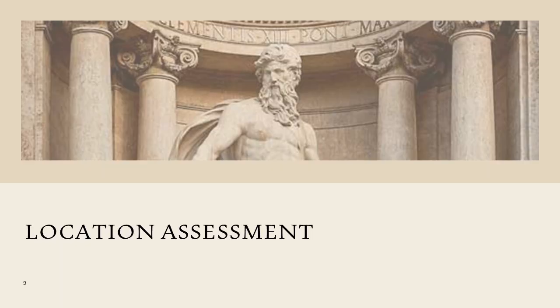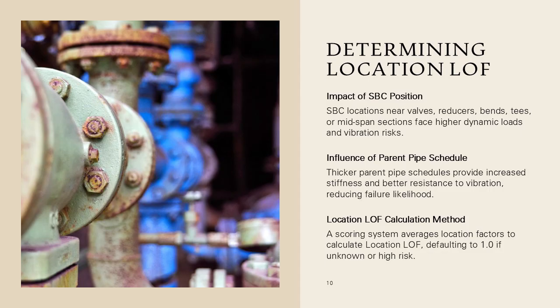Determining location LOF. Location LOF assessment focuses on the SBC's position relative to excitation sources and structural supports. Key considerations include whether the SBC is attached near valves, reducers, bends, Ts, or midspan sections of the main line. These locations often experience higher dynamic loads and vibration levels, increasing failure risk. The parent pipe schedule also influences LOF, as thicker schedules provide greater stiffness and resistance to vibration.